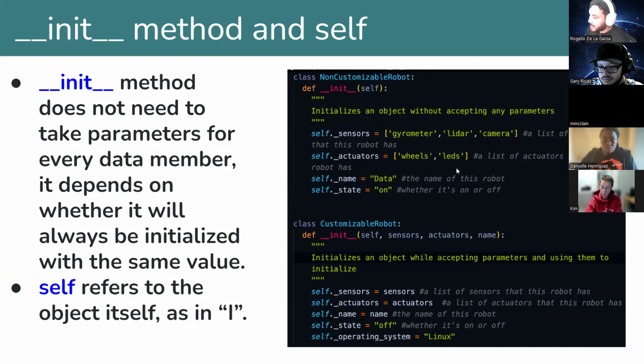And then we have a customizable robot, where the init method does take different parameters. We have the sensors, actuators, and name being passed in here, and then we assign whatever is given within the parentheses to the attributes. Sensors is assigned to self.sensors, actuators is assigned to self.actuators, and name is assigned to self.name. Notice that the state starts off as off, and the operating system starts off as Linux. These are set as default, but we're able to customize the sensors and actuators as well as the name for this robot.